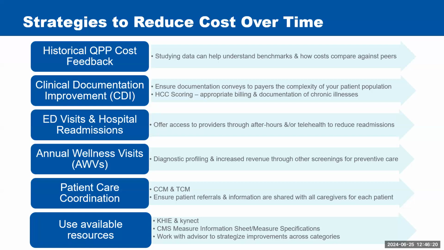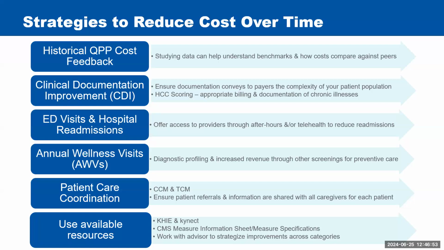So one of the first places to start, and we're going to talk a little bit more in depth about some of these, but you want to look at your cost feedback. You want to be able to assess those benchmarks and see how you compare with your peers. You want to look at ways to improve your clinical documentation. You're going to want to look at ED visits, ED utilization. You're going to want to look at your readmission rates. You're going to want to try to identify ways to provide and enhance access.